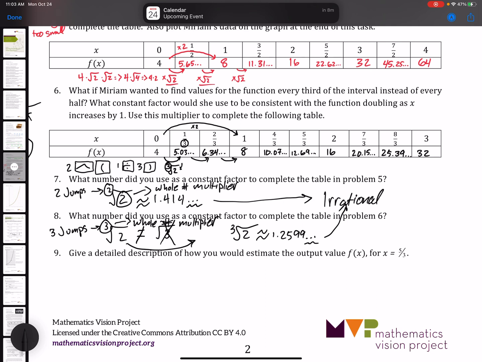Okay, and then give a detailed description of how you would estimate the output of a value f of x for x equals 5/3. Any ideas? You would take the cubed root of... well, there's 3 jumps. Okay, so we know there are 3 jumps. You take the cubed root of f of 1 over f of 0, but how do I get the 5 in the numerator? The 5 in the numerator would be if you repeat that 5 times.